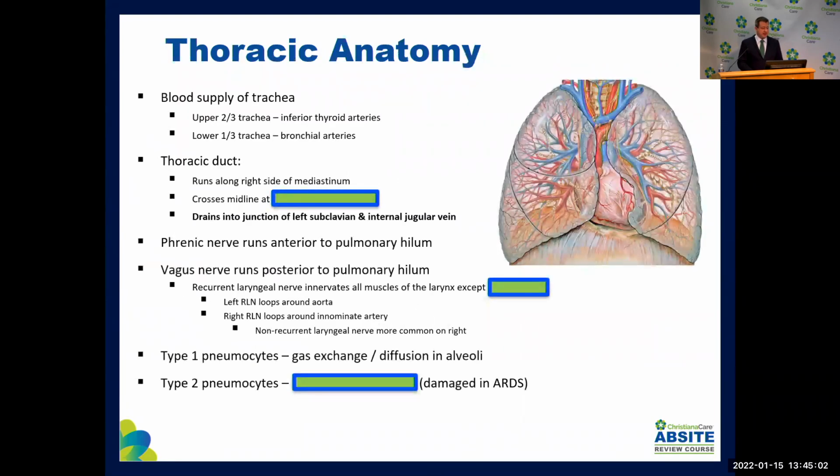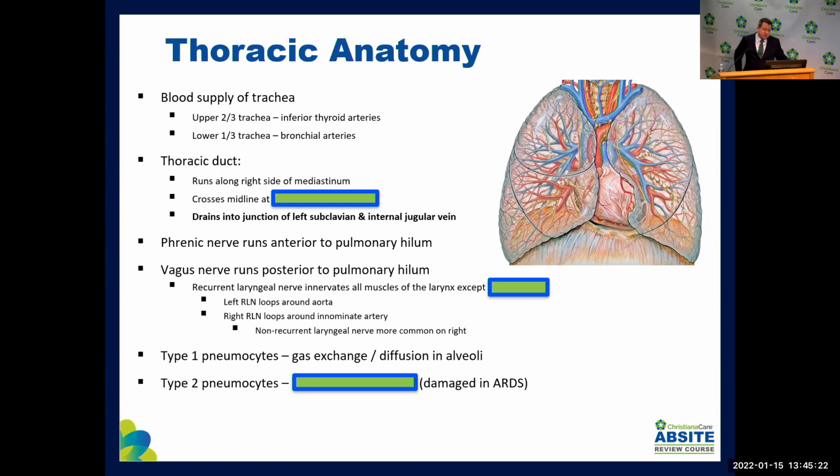All right, thoracic anatomy. Blood supply of the trachea, they love asking blood supply questions. So in the upper two-thirds, it's going to come from your inferior thyroid arteries. And as we go into our endocrine lectures, the inferior thyroid arteries supply everything to the neck and upper chest. Lower third is going to come from your bronchial arteries.